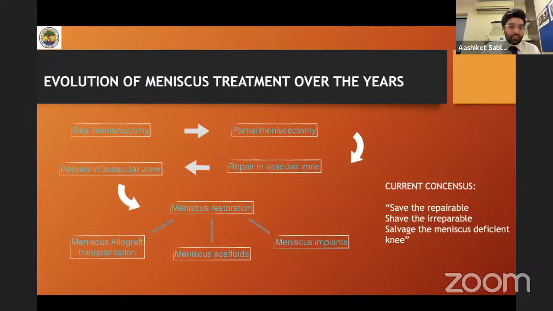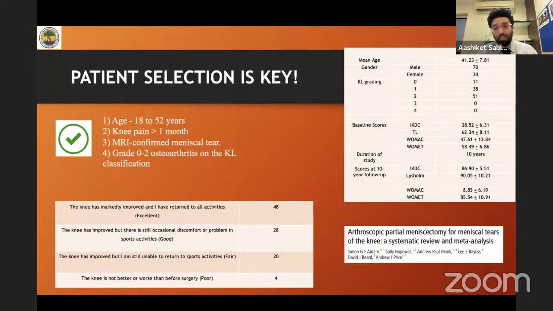So just to shed light on the fact that meniscus treatment has evolved massively over the years, ranging from what began as a total meniscectomy, then shifted to partial meniscectomy, then going into repairs, and then going into meniscal restoration. But I feel partial meniscectomy has still stood the test of time and has given wonderful results over the years, as shown in this article from 2022, which was a review article, which stated that patient selection was key.